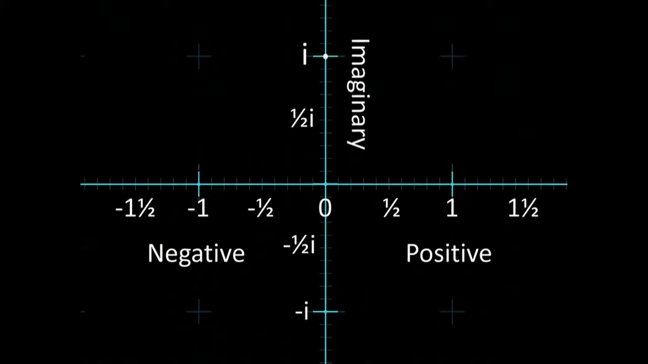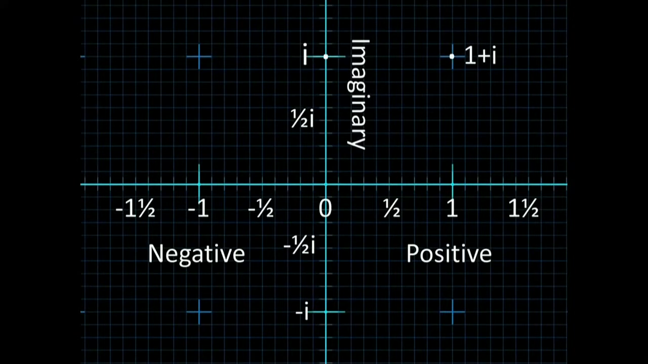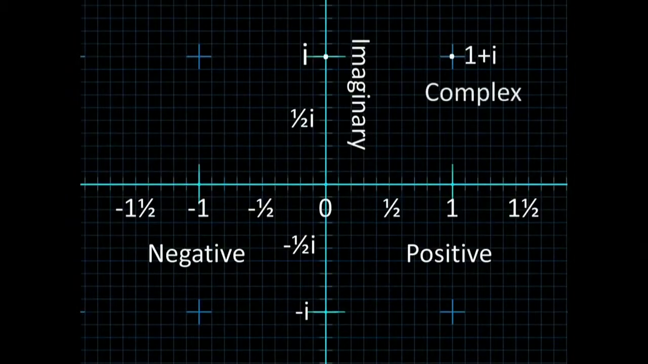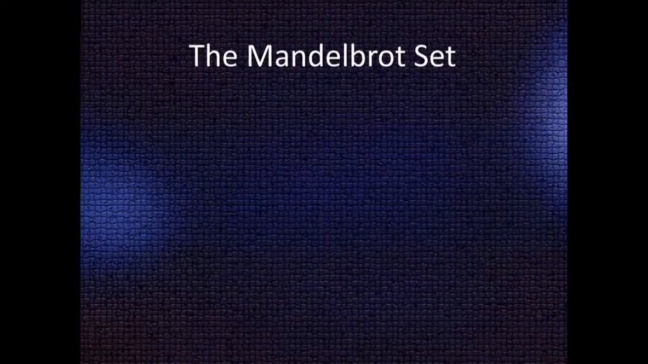And you can also have what are called complex numbers, where they're off axis. They have a real component, which would be sort of their x position, and an imaginary component, which would be their y position. And so any number you can represent on a plane with its real component and its imaginary component. And the Mandelbrot set also includes these complex numbers.